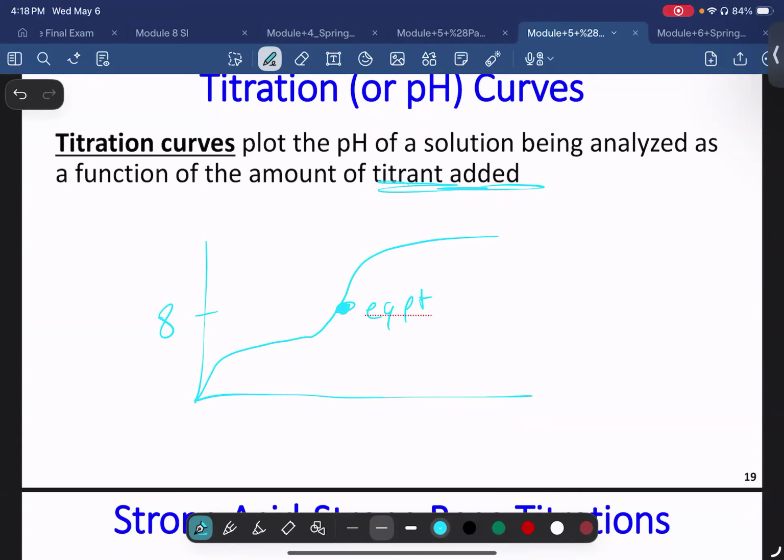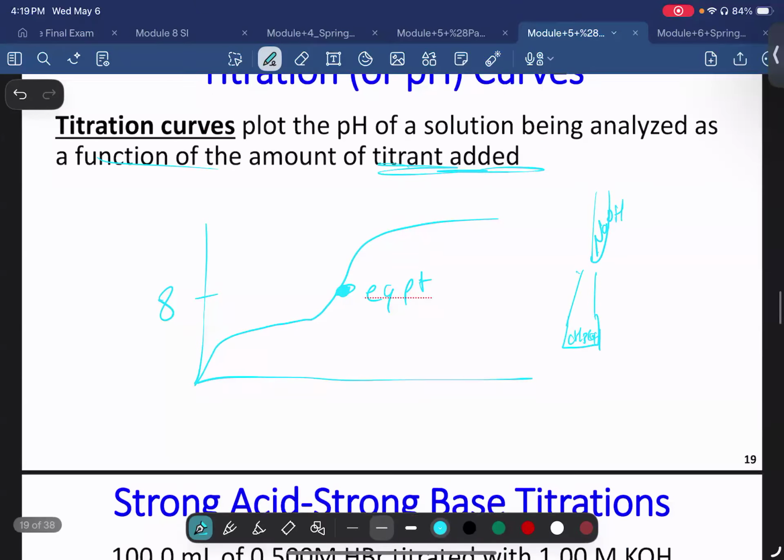So going back to the point I was trying to make, in the burette, the titrant in this case would be the base, like sodium hydroxide, and in the flask it's going to be the weak acid, like acetic acid or something. Okay. So the titrant is the thing that's being added. But yeah, this is one of the graphs you need to know.